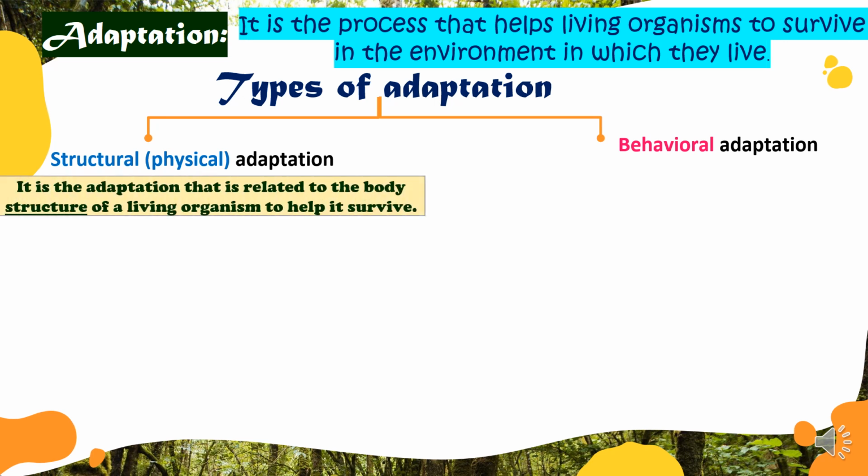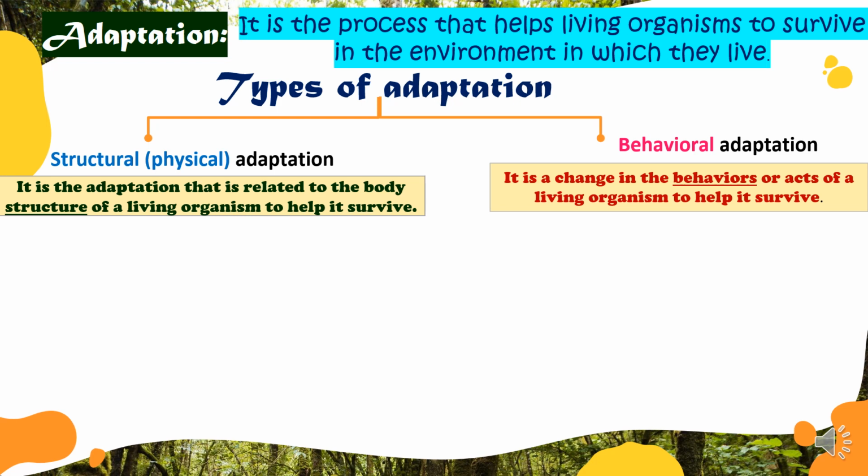So we're gonna know what's meant by structural or physical adaptation. It is the adaptation that is related to the body structure of living organism to help it to survive. But behavioral adaptation, it is the change in the behaviors or acts of living organisms to help it to survive. So, let's take some examples of structural adaptation to understand it clearly.